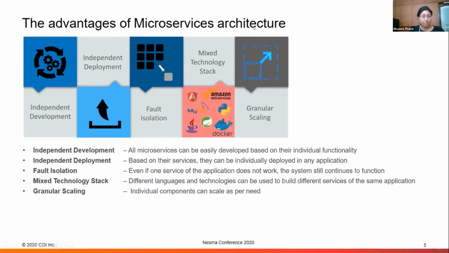So these aspects of independent deployment, independent development, and even the mixed technology stack, like even if we have built in Java and there are other products available in .NET, we are able to extend our microservices to other products and communicate with them. These advantages led us to believe that microservices were going to be the right architecture, and we went ahead with that architecture.